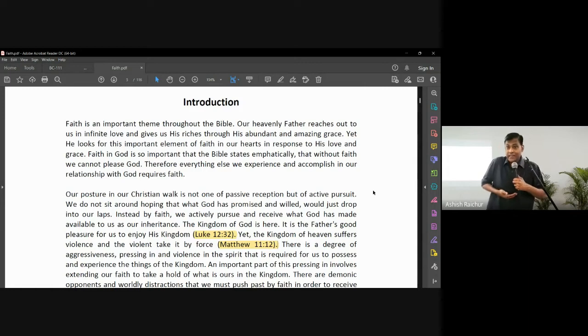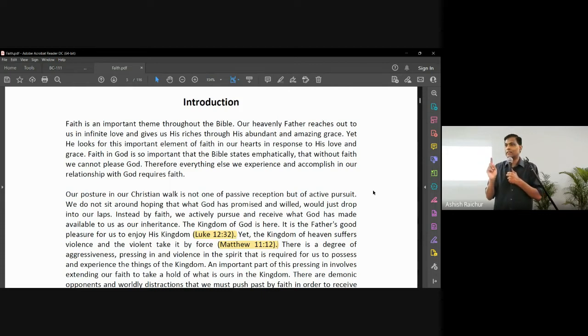Right? So God is ready to give. God is saying, I'm your Father, you're my child, I want you to have whatever is in my kingdom. But we face hindrances. We face the devil, the world around us, and sometimes our own flesh, trying to prevent us from receiving what the Father is giving to us freely. So that's why we have to be violent. The violent take it by force.